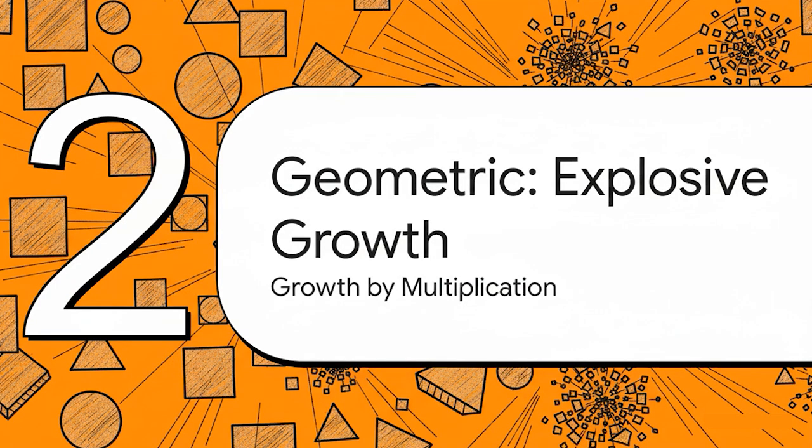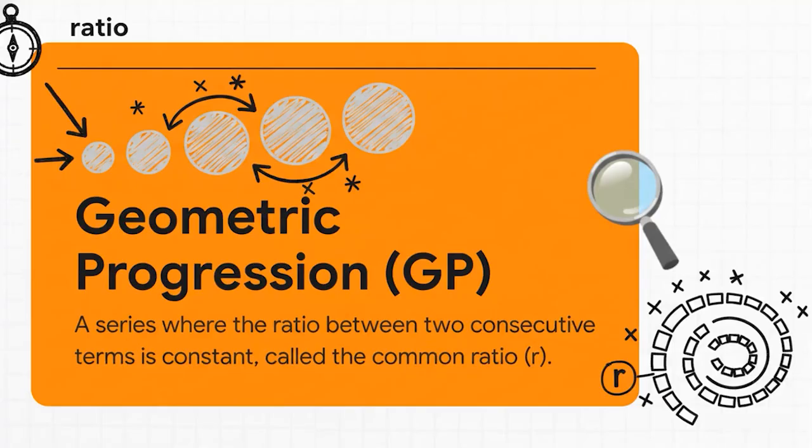All right, it is time to meet our second and way more dramatic character, the geometric progression. Look, if AP is that steady pay raise, this is the magic of compound interest. This is where things get really explosive, because we're leaving addition behind and jumping straight into multiplication. So, instead of a common difference, a geometric progression, or GP, has a common ratio. All this means is you are always multiplying by the exact same number to get the next term in the sequence. And we call that multiplier the common ratio, represented by the letter R.